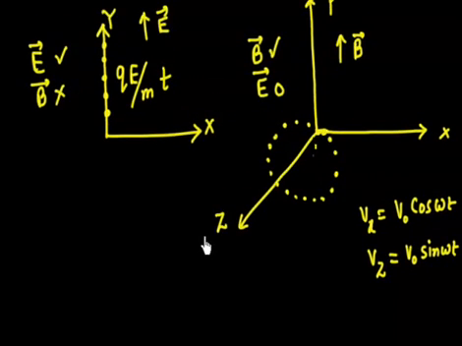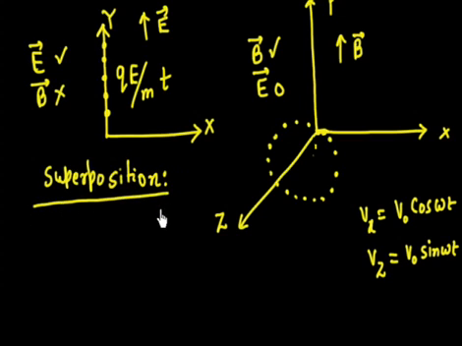That is the superposition principle, because B does not affect the electric field motion and the electric field does not affect the magnetic field motion. So these two motions are independent, and we can apply the superposition principle. If we apply superposition, I can write the total velocity as nothing but Vx plus Vy plus Vz. Are you getting or not?